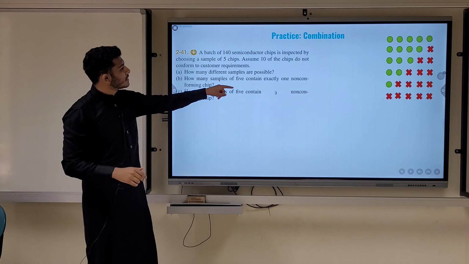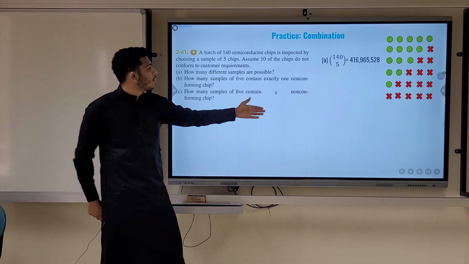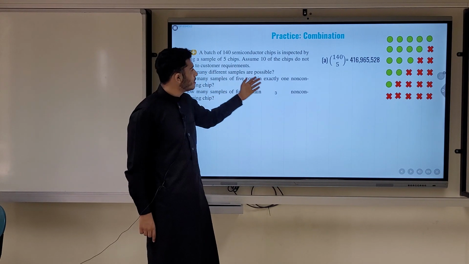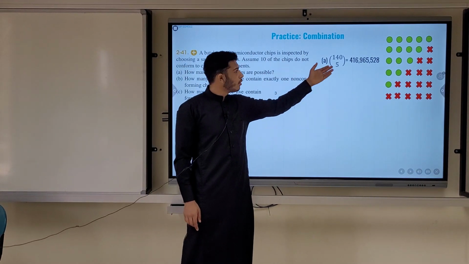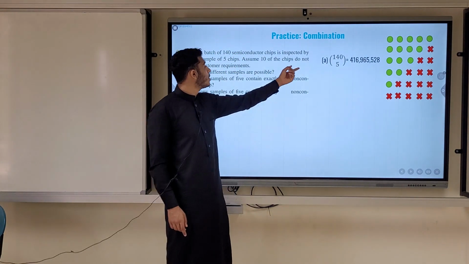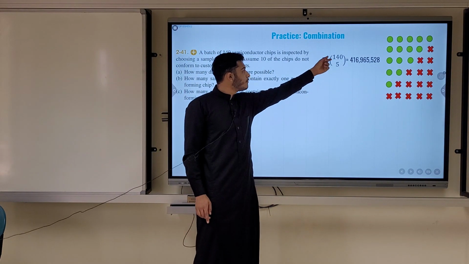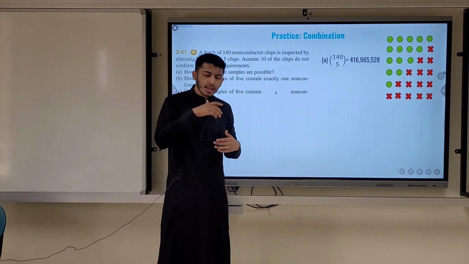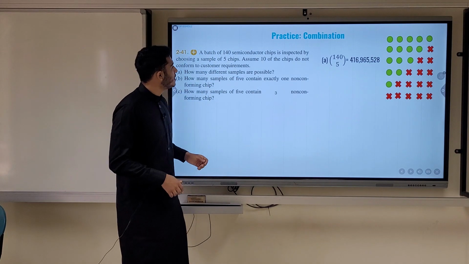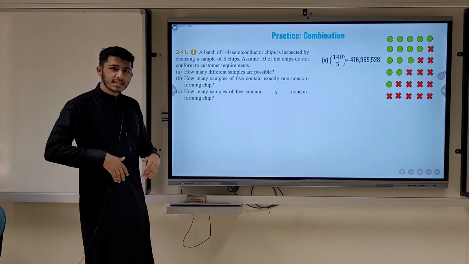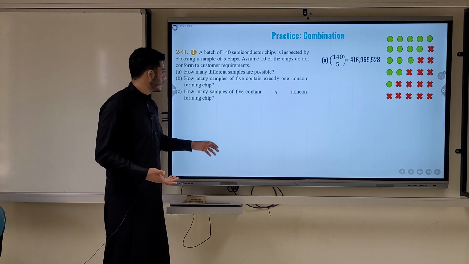So it's going to look something like this. These are the ways we can combine them all with each other. So we have a sample of 5, and we can have all of them good, or 4 of them good and 1 bad, as you can see here. But this is how we implement the formula right here. So we have 140 choose 5, and it's in the calculator, so get familiar with it. The second question, the first one was fairly easy. The second one is going to be a little bit harder.